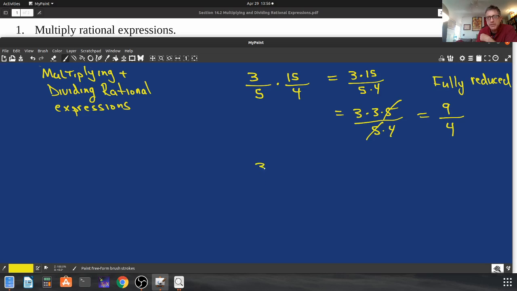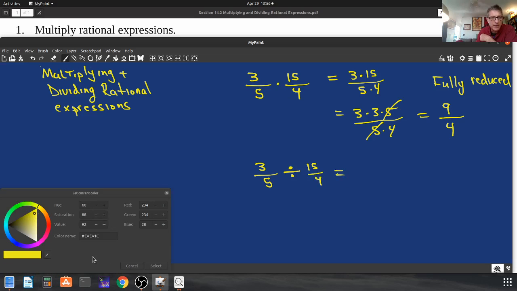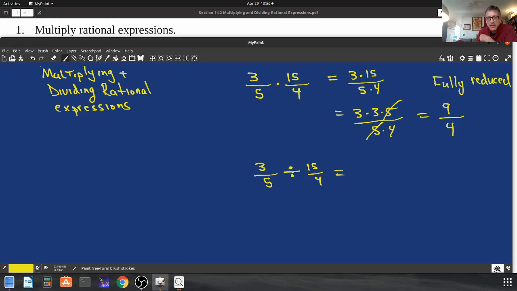So let's now divide. Let's do 3/5 divided by 15/4. We saw how easy it is to multiply. If there was only some way I could change my division sign into a multiplication sign, and there is. The trick is I just write the first term exactly as it is, and then I magically write a multiplication sign instead of the division sign. And the price I have to pay is I have to write the reciprocal of 15 divided by 4, which is 4 divided by 15. And then I just multiply across.